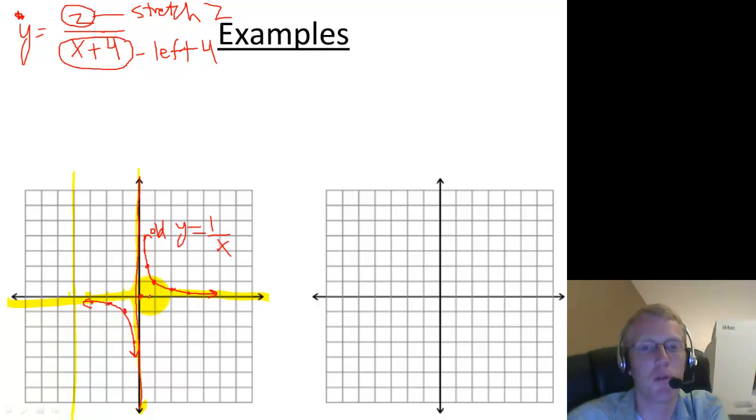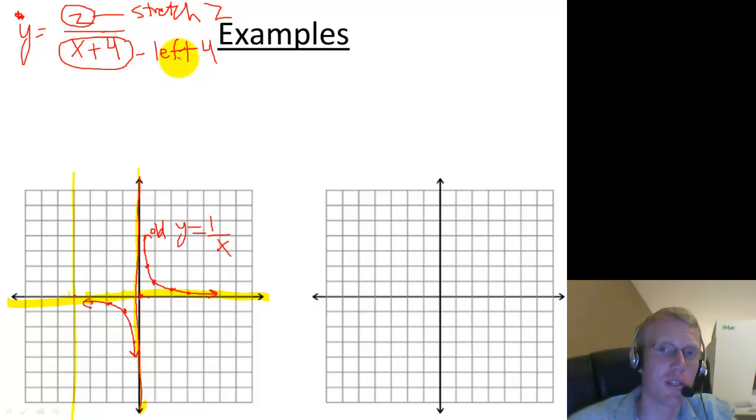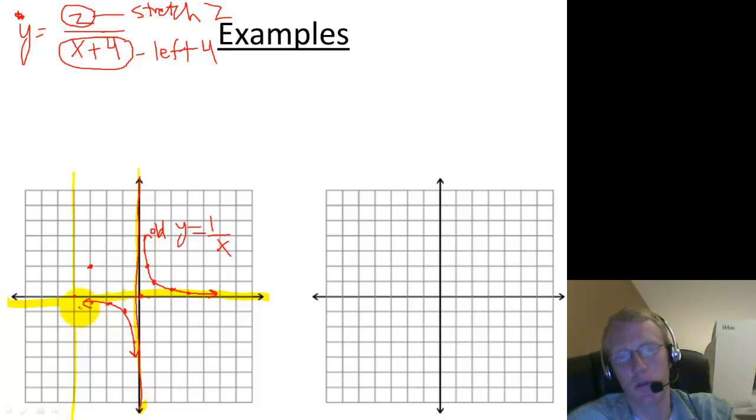This new one has been moved left 4 units. So the new center is here. So we would go from here over 1 up 1. But we've been stretched by a factor of 2. So that means every single point is going to be twice as high. So instead of over 1 up 1, we go over 1 up 2. We would have gone over 2 up a half, but we go up double that. So we go over 2 up 1. Over 4, instead of going up a fourth, we go up a half. Over a half, instead of going up 2, now we're going to go up 4. So over a half, up 4. And that should be enough points for me to draw in my graph.